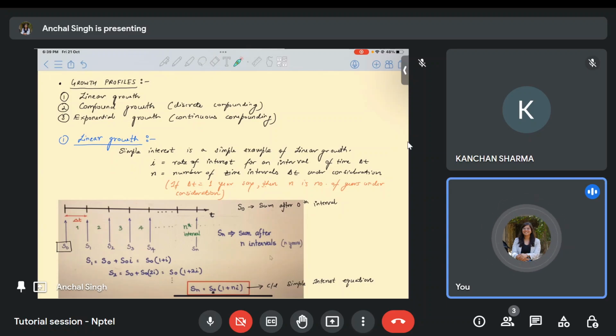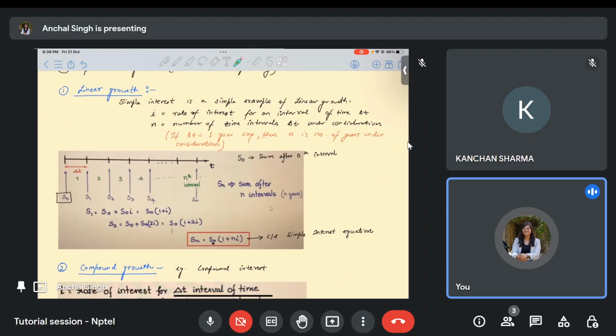When you talk about linear growth, an example of linear growth is simple interest. Suppose you have S0 amount of money right now, and you have an interest rate of I, and you are considering n intervals. Then the sum after one interval, S1, will be S0 times (1 plus I). Similarly, after two intervals the sum will be S0 times (1 plus 2I). This is the general formula for simple interest or linear growth.